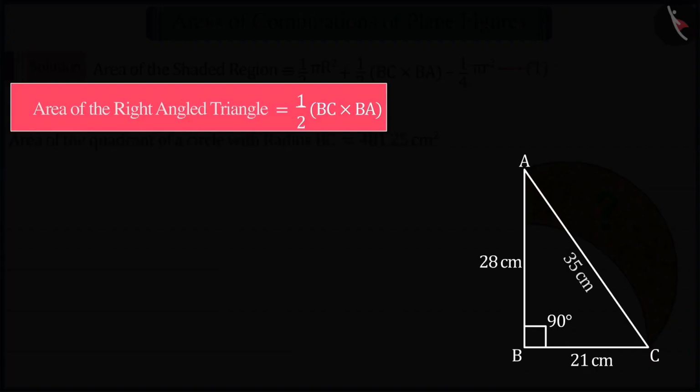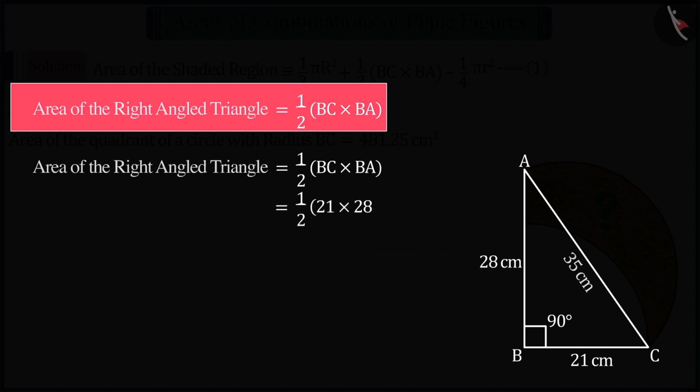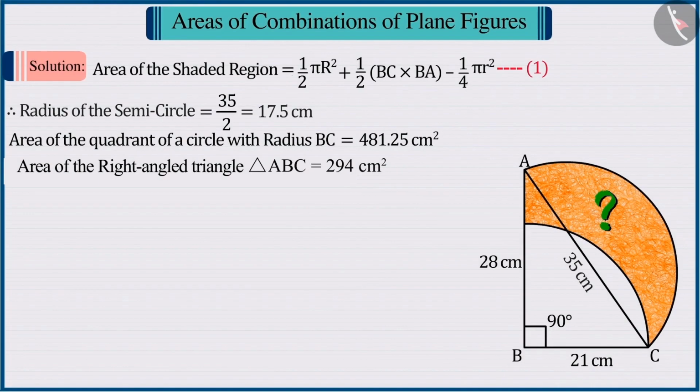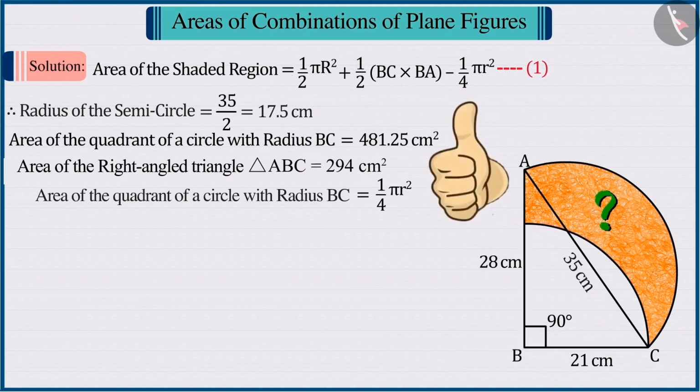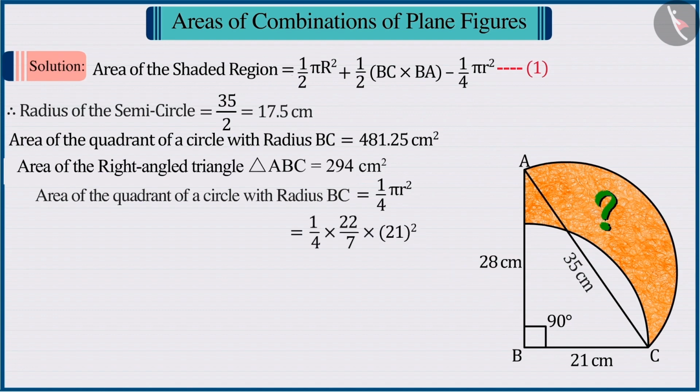481.25 square centimeters. Now, if we talk about the area of right-angled triangle ABC, then, by substituting the values of BC and BA in the formula for calculating the area of a triangle, we get 294 centimeters square. So, now can you tell what will be the area of the quadrant of a circle with radius BC? Correct. Substituting the value of the radius as 21 centimeters in the formula for the area of the quadrant of a circle and solving, its area is obtained as 346.5 centimeters square.